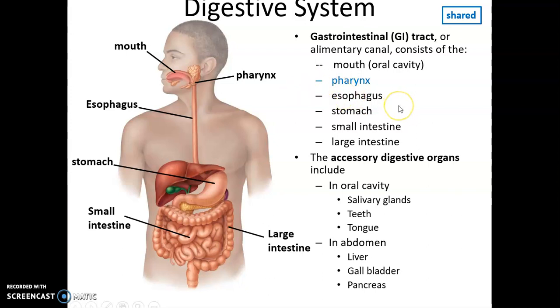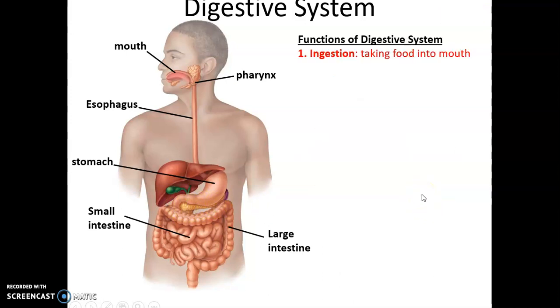There are also many important accessory digestive organs, including many in the oral cavity, such as the salivary glands, the tongue, and the teeth. And then down in the abdominal cavity, we have the liver, the gallbladder, and the pancreas, all important accessory structures.